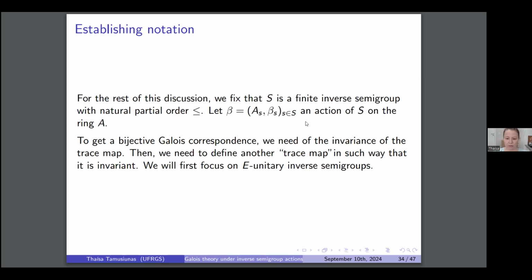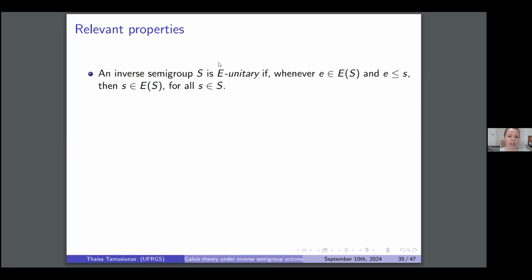So first, some relevant properties. What is the definition of an E-unitary inverse semigroup? We say that S is E-unitary if whenever e is in the set of idempotents and e is less or equal than s, then s must be in the set of idempotents, and it works for all s in S.